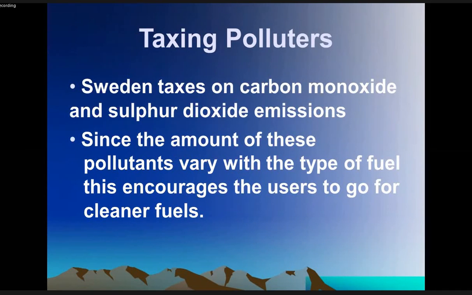Taxing polluters is another management procedure. In Sweden it was applied that those fuels which pollute more are taxed, and those fuels which emit fewer pollutants are cheaper in price. So it encourages the users to go for the cleaner fuels. But it is the other way around in our country. Those fuels which are environment friendly are more costly as compared to those fuels which emit more sulfur dioxide, which has to be corrected by the government.